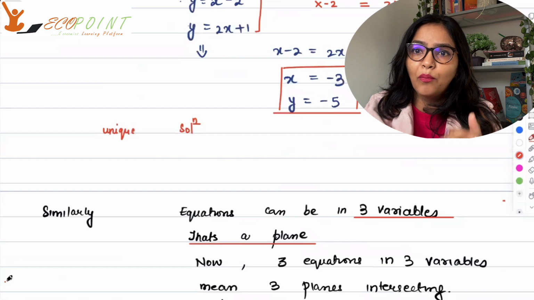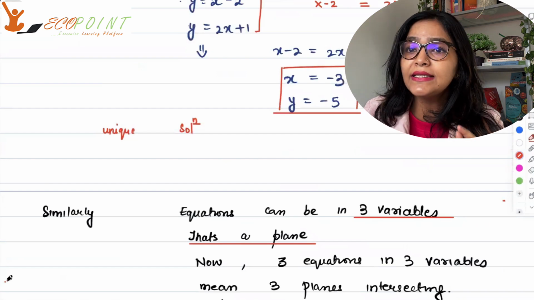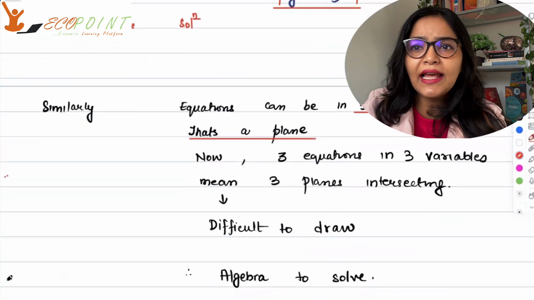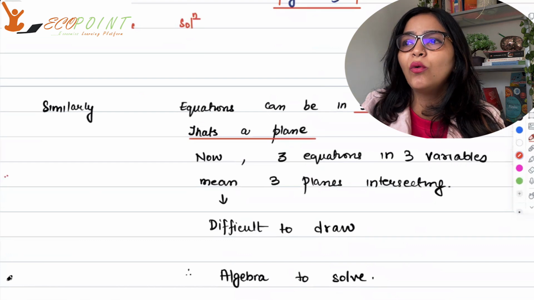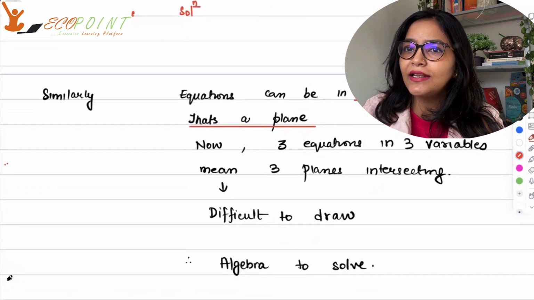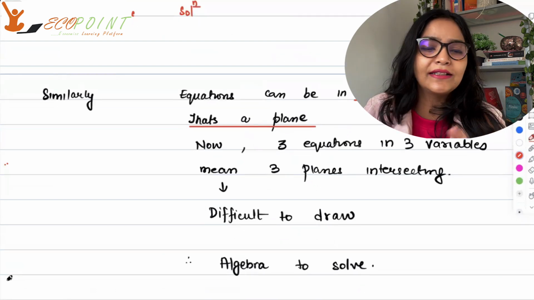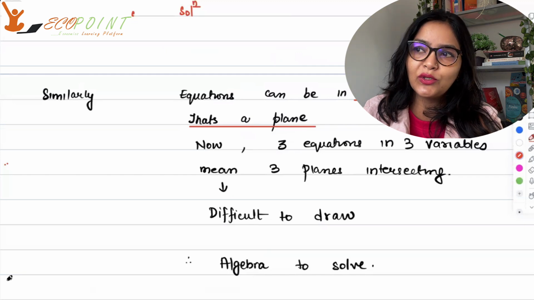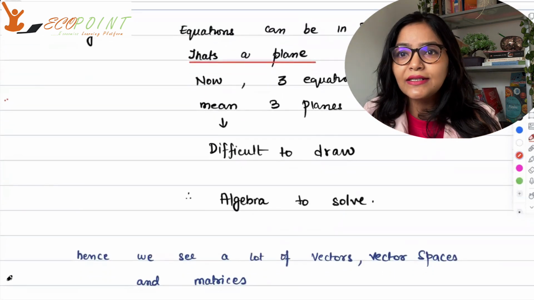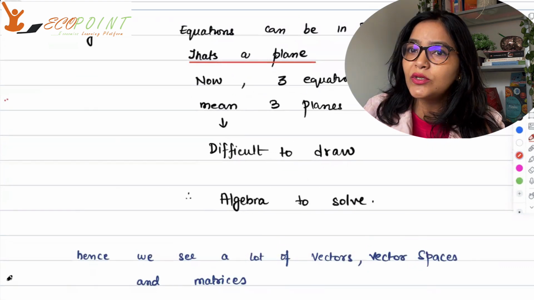When you have more variables, more equations in the picture, it is difficult to graph them. And hence we use algebra. That's what linear algebra is all about. Linear algebra, first of all, is nothing but the theory behind solving equations. That's the reason what you will see here is a lot of vectors, the theory behind entire vector spaces and matrices.